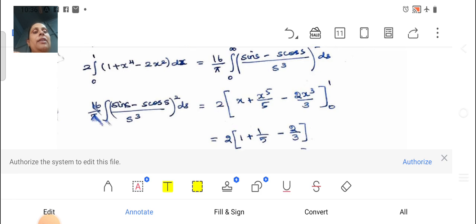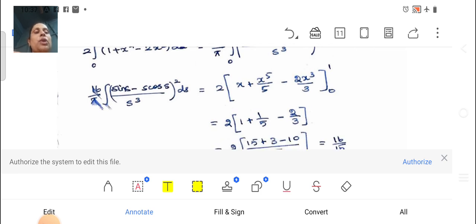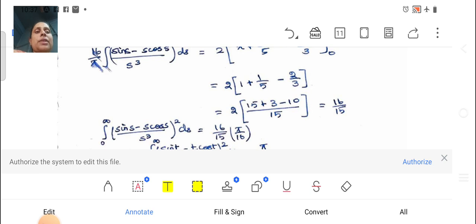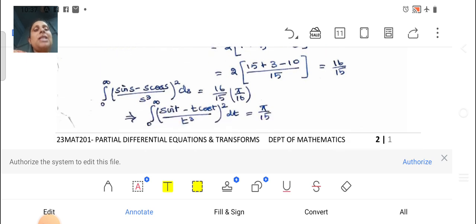This is the simplification of the left hand side. After integrating with respect to x, we get x + x⁵ divided by 5 − 2x³ by 3. Then we substitute the upper limit and lower limit. After the simplification the result is 16 by 15. On the left hand side we have pi divided by 16. Here 16 gets cancelled. The answer is pi divided by 15. So this is the Parseval identity deduction.